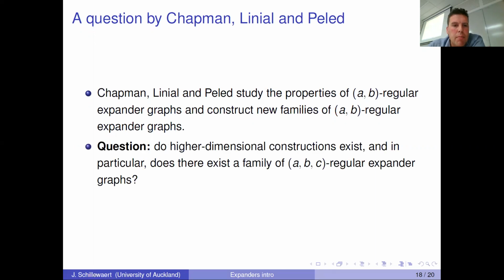And they concluded their paper with the following open question. Do higher dimensional constructions exist? In particular, does there exist a family of ABC regular expander graphs? So this means every vertex has A neighbors, every edge is in B triangles, and every triangle is in C tetrahedra. Can you describe such graphs? Already, this is not so easy. You can try it as an exercise. But more importantly, can you construct a family which also expands?